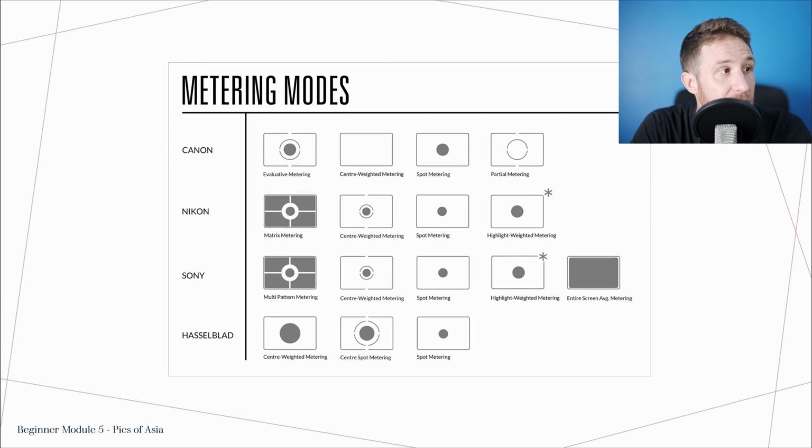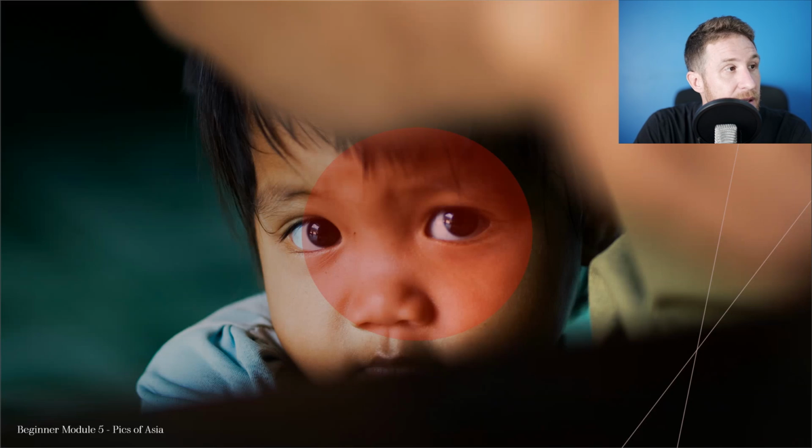The next thing we have is the center weighted metering, and what this does is instead of using the whole frame to measure the light, it only uses an area in the middle to measure the light, which in this particular picture would have been very useful. The camera would only have measured the light on the face of the boy without caring at all for this dark area and this bright area and this dark area. It would not even have looked at it. It would have only measured the light here to expose correctly for what is in the middle.